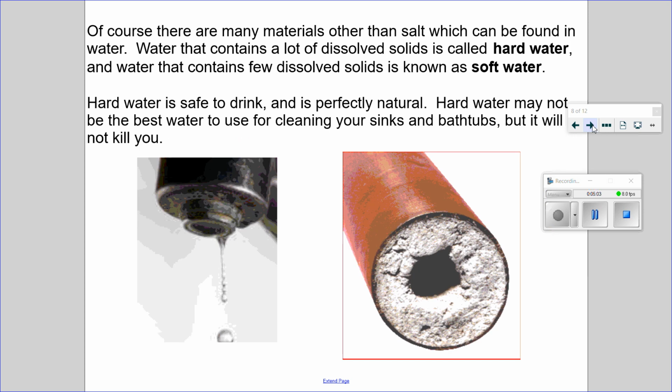Of course, there are many materials other than salt which can be found in water. Water that contains a lot of dissolved solids is called hard water, and water that contains few dissolved solids is known as soft water. Hard water is safe to drink and it's perfectly natural. Hard water may not be the best water to use for cleaning your sinks and bathtubs, but it won't kill you.